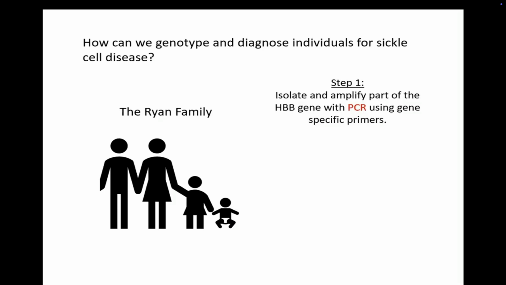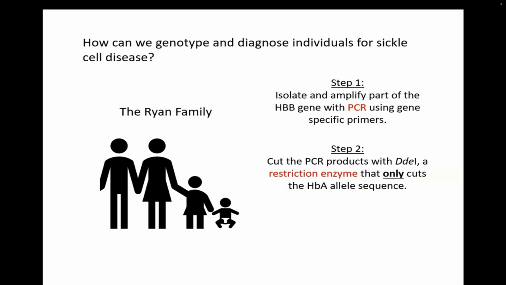First, we need to isolate and amplify part of the HBB gene surrounding this mutation. We're going to do that using the technique known as PCR, using HBB gene-specific primers to get that HBB gene out of that whole plate of spaghetti.